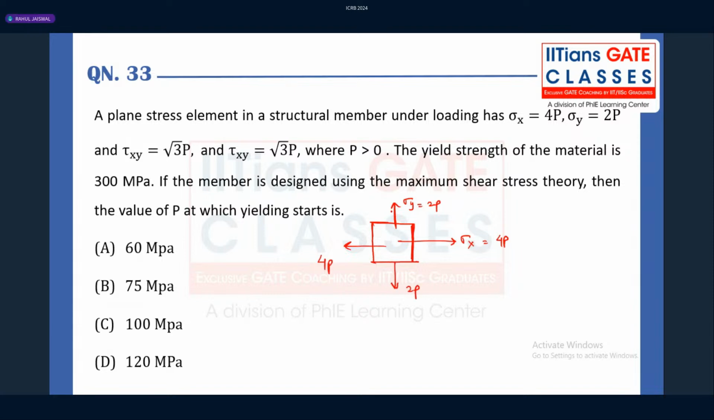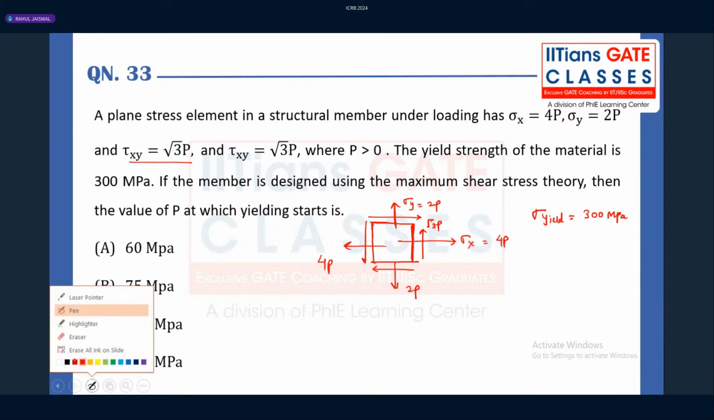Now again, tau xy, here we have the tau xy, one value which is nothing but root 3p. For example, I'm drawing here like this, which is nothing but root 3p, where p is greater than 0. The yield strength of the material is 300 megapascal. If the member is designed using the maximum shear stress theory, then the value of p at which the yielding will start taking place is what?